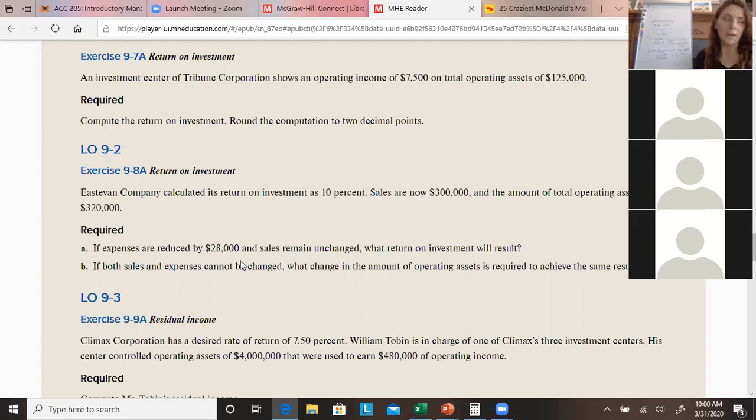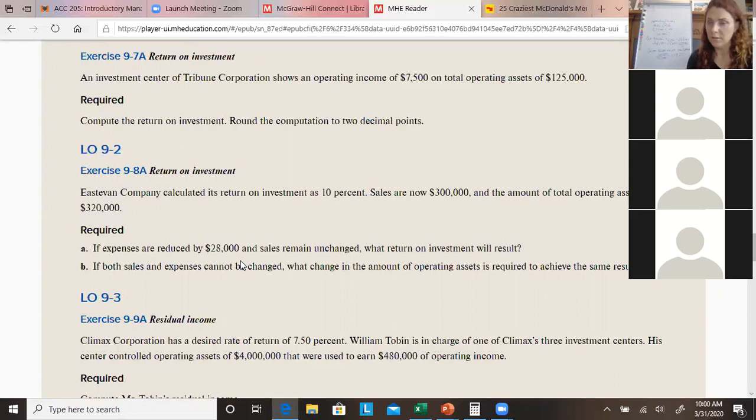Just make sure that you know this, that you can take your formula of your operating income over your assets, and be able to manipulate that. If you already know the ROI, how can you figure out what assets or what your income is? Any other questions on that?